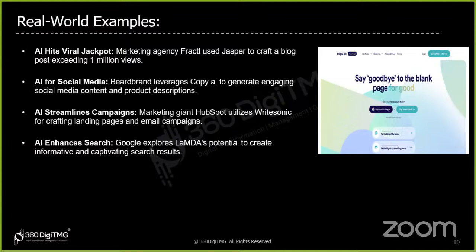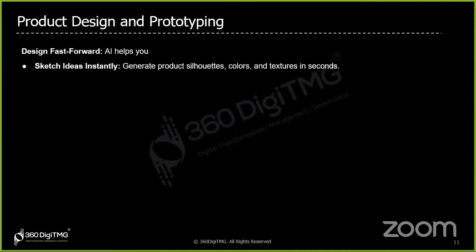So I think they're also exploring Lambda, which is another generative AI tool, which is productive enough to create informative and captivating search results. Okay, we can also use this in product design and prototyping. So it helps you design fast forward, right? Sketches ideas instantly. It will generate product silhouettes, colors, textures in seconds.